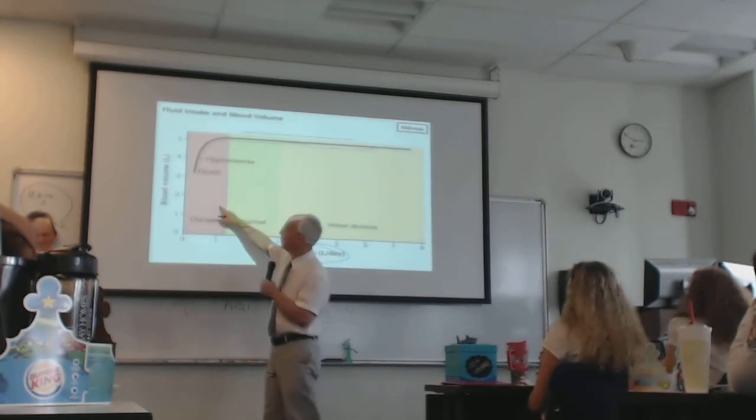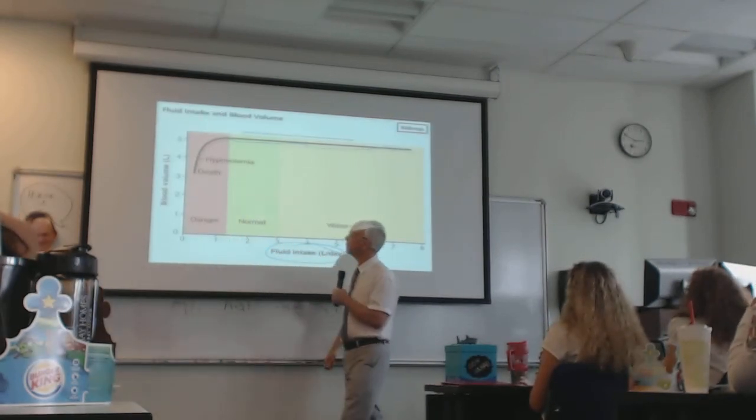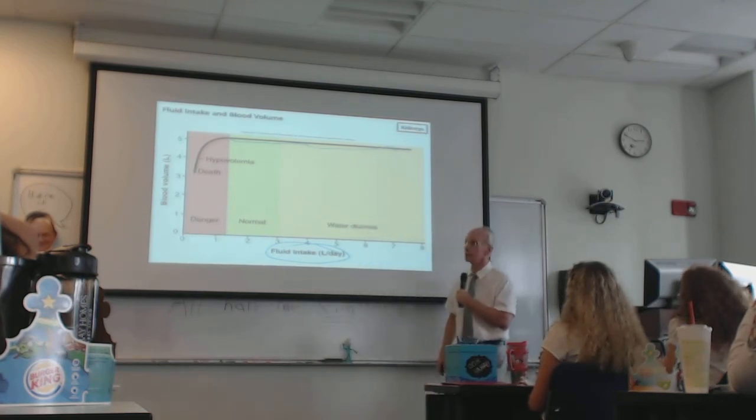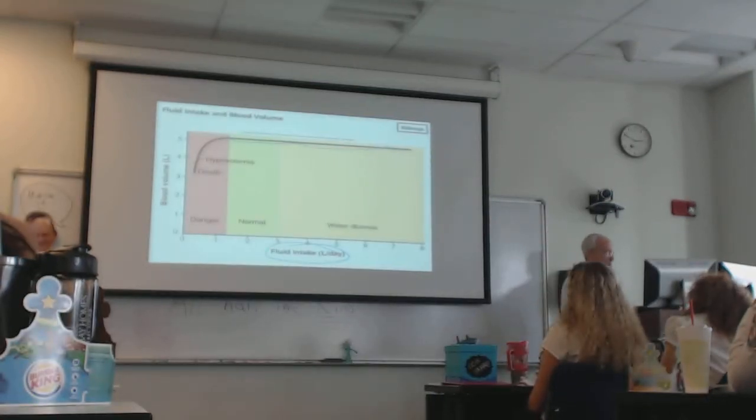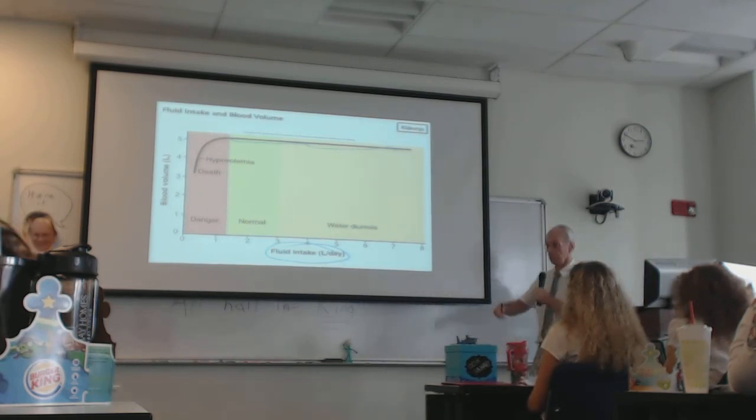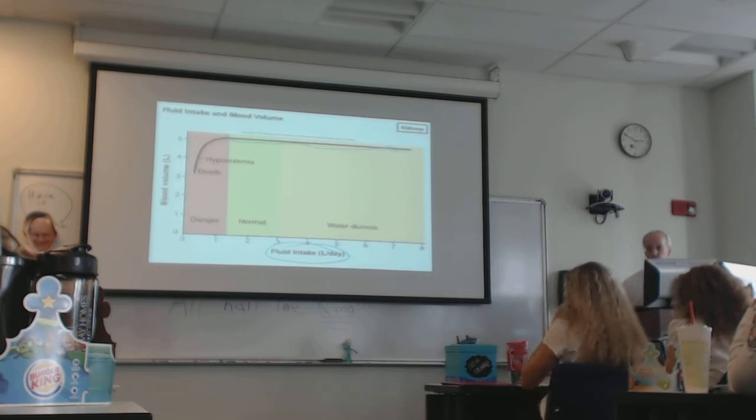But what's the problem over here? What's indicated by hypovolemia and death? Right. Here we have insufficient intake of fluid. It could be loss of fluid by any number of pathological processes, or there could be irreversible dehydration.